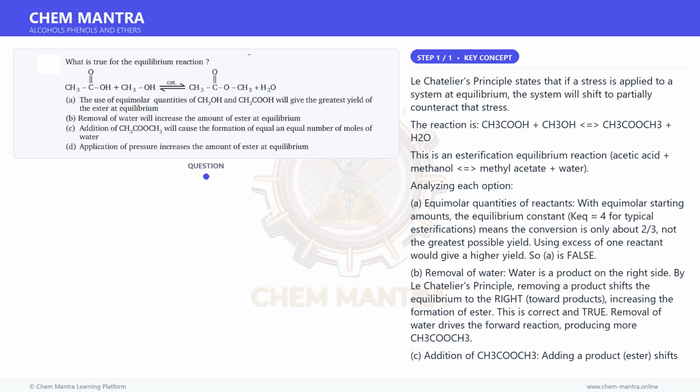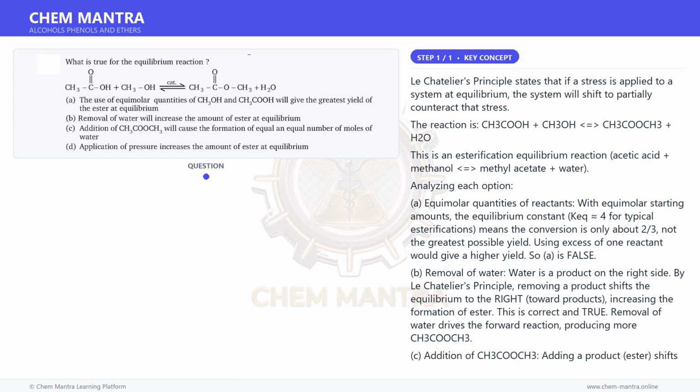Analyzing each option. A. Equimolar quantities of reactants. With equimolar starting amounts, the equilibrium constant K is about 4 for typical esterifications, which means the conversion is only about 2/3, not the greatest possible yield. Using excess of one reactant would give a higher yield. So, A is false.